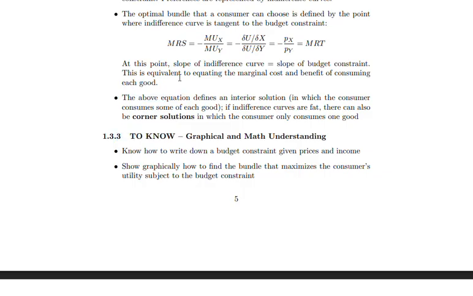At this point, the slope of the indifference curve equals the slope of the budget constraint. This is equivalent to equating the marginal cost and benefit of consuming each good.